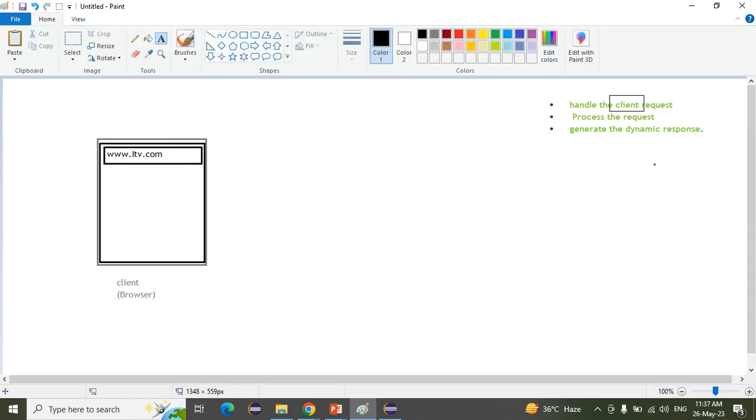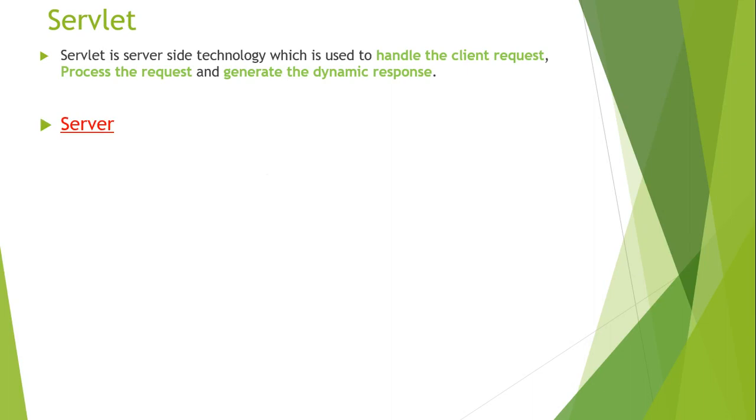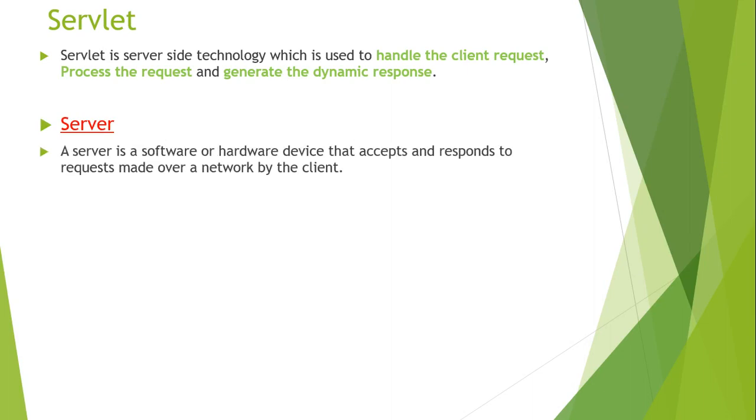Then there is one thing present on the network, the server. What is meant by server? A server is a software or hardware device that accepts and responds to requests made over a network by a client. It is present over a network. If you make any request, it will generate the response and send it back to the client.